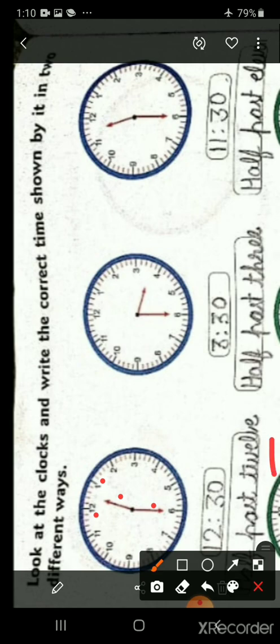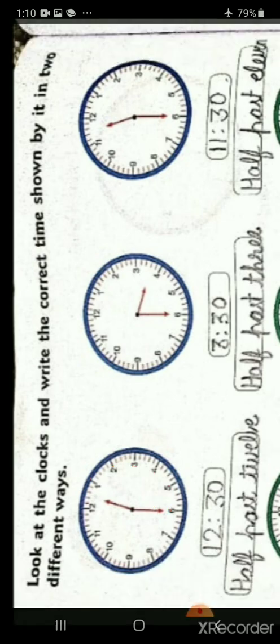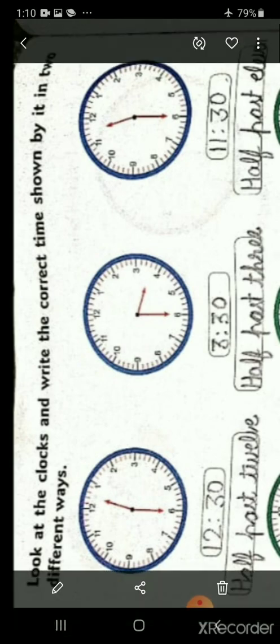12:30. How is it 12:30? Because half an hour has passed. Half an hour means 30 minutes. How? When this minute hand goes to 1, it will be 5 minutes, on 2 10 minutes, on 3 15 minutes, on 4 20 minutes, on 5 25 minutes, and on 6 30 minutes. It means that 12:30 or half past 12, like this you will write.